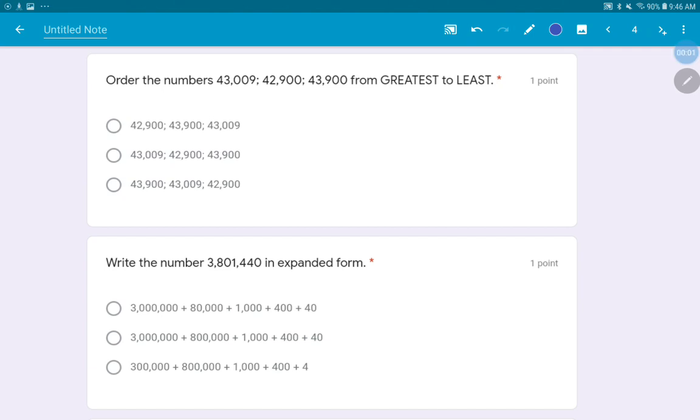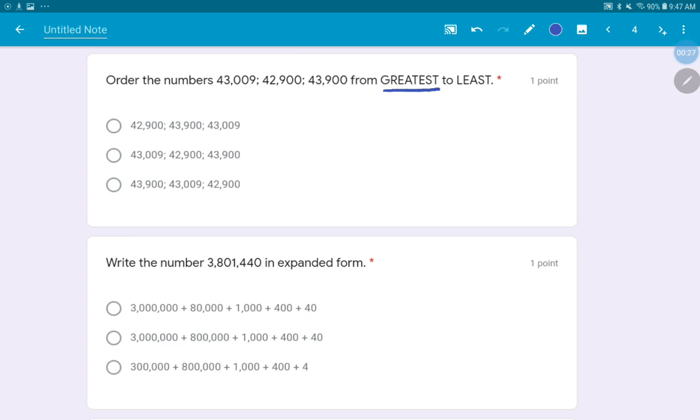Right, your first question on daily math today told you to order the numbers 43,009, 42,900, and 43,900 from greatest to least. So, Cash, if I'm going from greatest to least, what does that mean? The greater one and then to the least one.